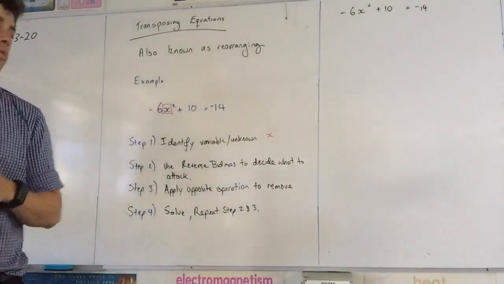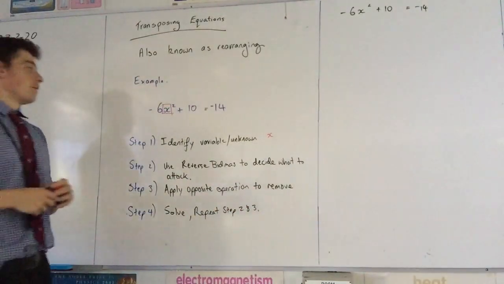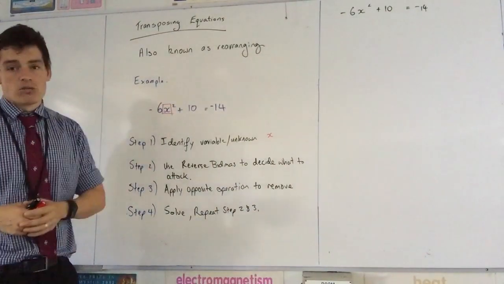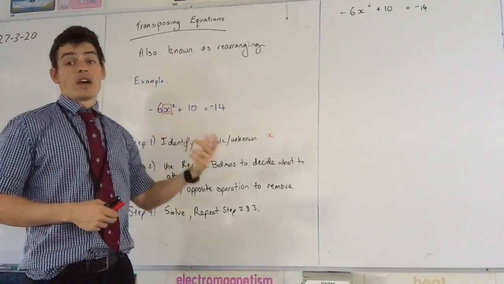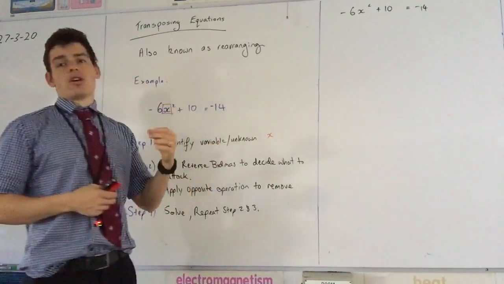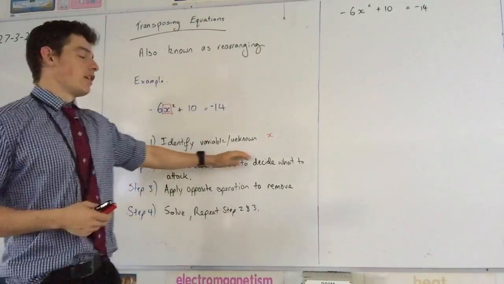It could be a square, it could be y, it could be q, it could be t. It could be any number of symbols. X is the most commonly used, so I'm just going to use that today. We want to identify that variable, or the unknown, you can use either. It's actually an unknown in this scenario because it's got one set value, but that doesn't matter. I want to identify what that is.